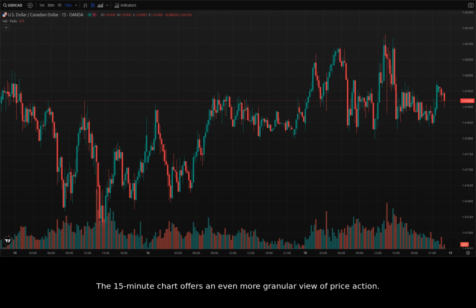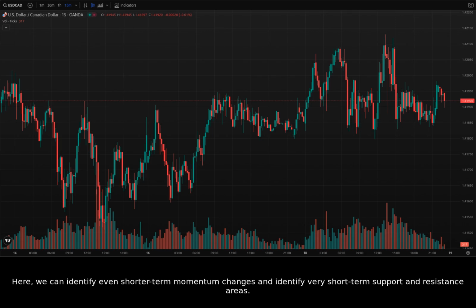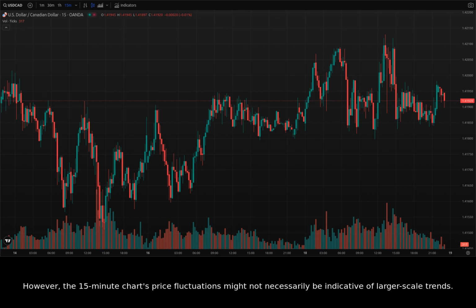The 15-minute chart offers an even more granular view of price action. Here, we can identify even shorter-term momentum changes and very short-term support and resistance areas. However, the 15-minute chart's price fluctuations might not necessarily be indicative of larger-scale trends.